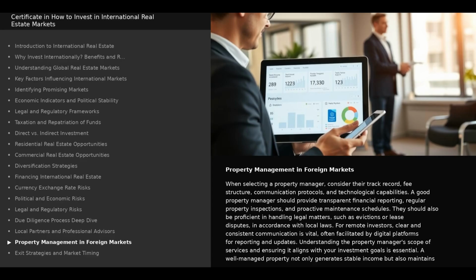For remote investors, clear and consistent communication is vital, often facilitated by digital platforms for reporting and updates. Understanding the property manager's scope of services and ensuring it aligns with your investment goals is essential. A well-managed property not only generates stable income, but also maintains its value over time, making professional property management a wise investment in itself. This partnership is key to long-term profitability.